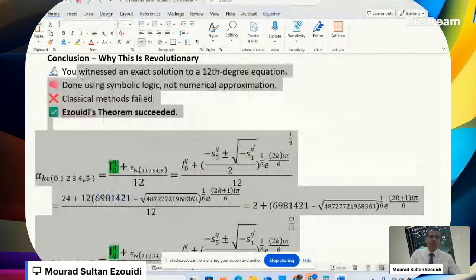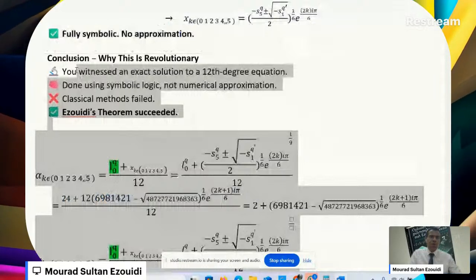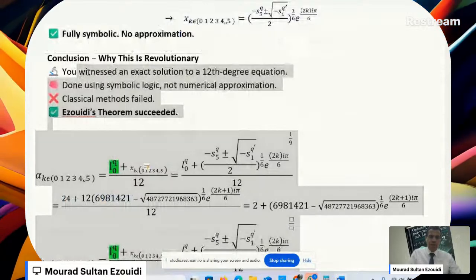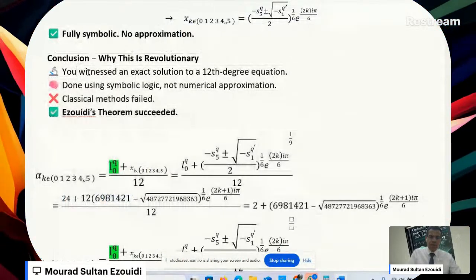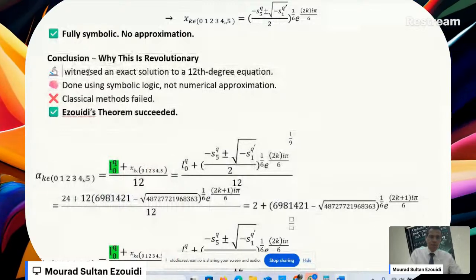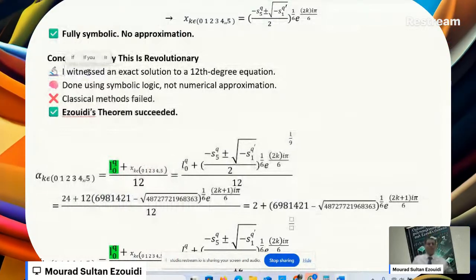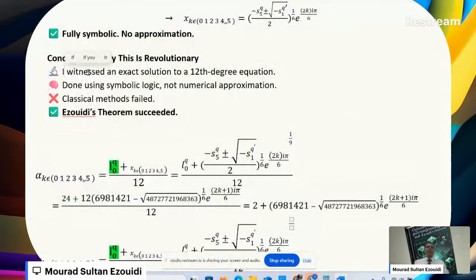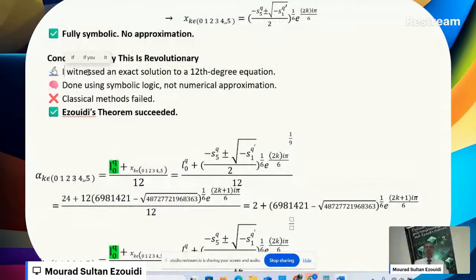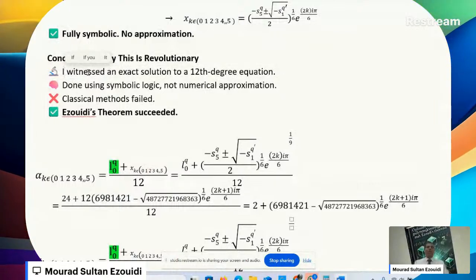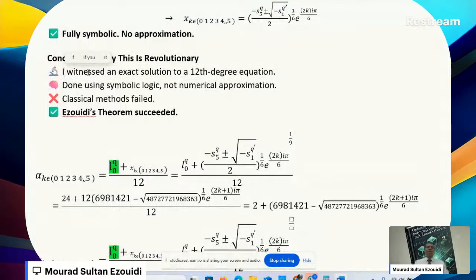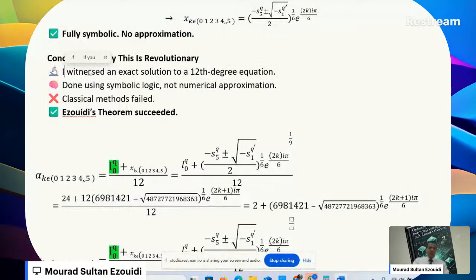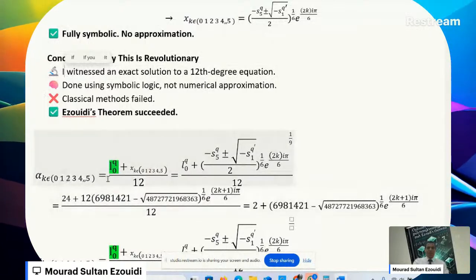I told my professors I witnessed an exact solution to a 12-degree equation, and this is done using symbolic logic, not numerical approximation. You see how the classical method fails. The theorem succeeded. So let's focus on the exact roots of this 12-degree equation that I typed in the beginning.